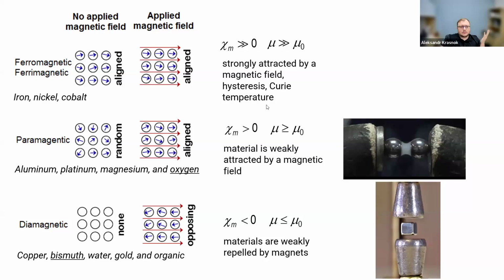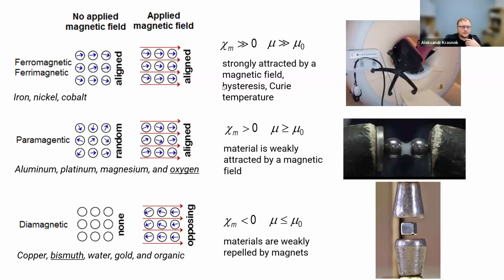Another effect is Curie temperature, right? Curie temperature means that if you heat your ferromagnetic material, it completely loses the ferromagnetism. It becomes a paramagnetic material.